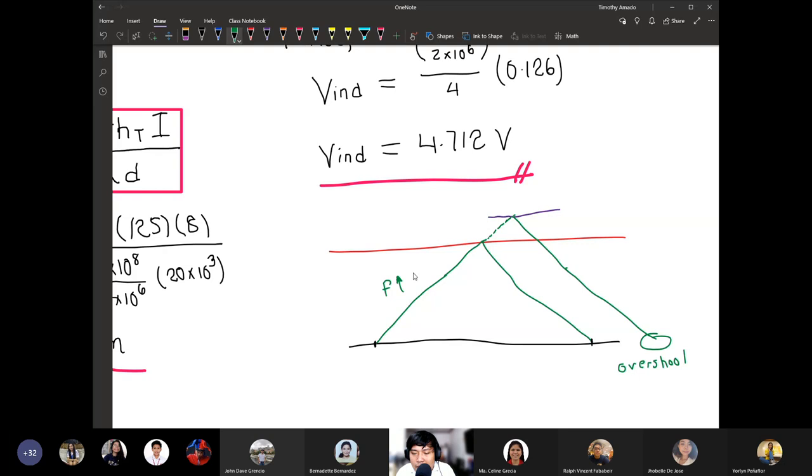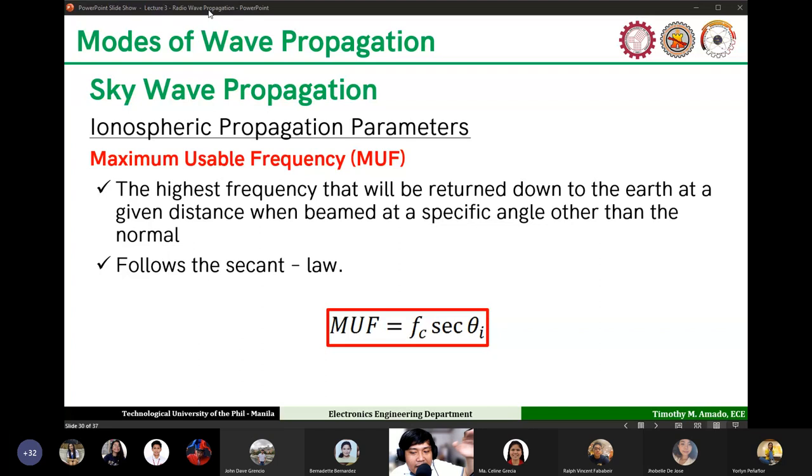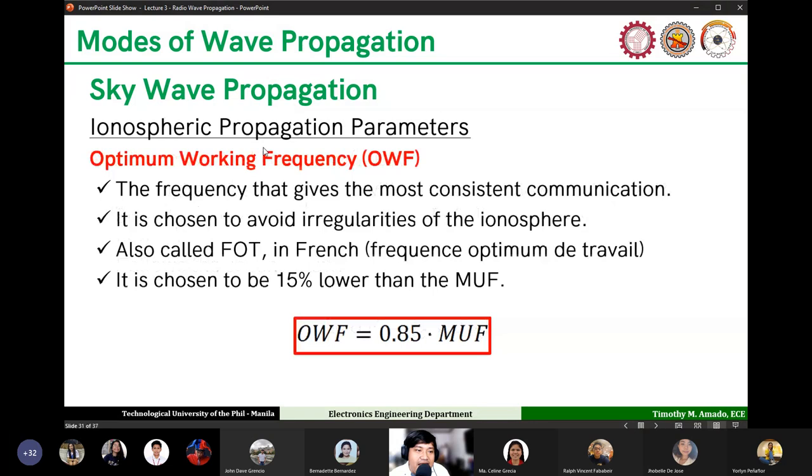Okay? So, we will have an overshoot if you go beyond your maximum usable frequency. Because the maximum usable frequency is based on the critical frequency and that is the extreme limit. So, that's why you need to use a lower frequency, and that is the optimum working frequency. The optimum working frequency is 15% lower than the MUF. So, that's 0.85 of the MUF.